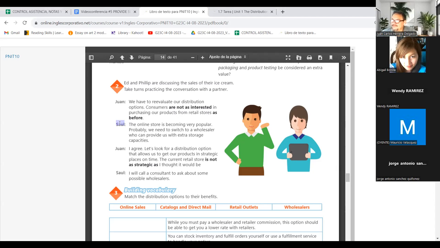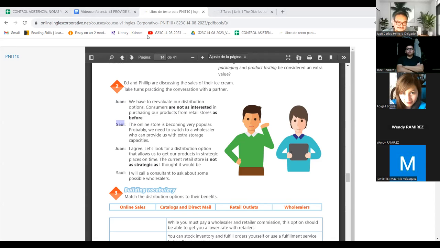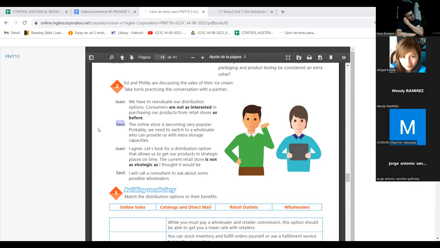Thank you. All right, we're going to read the same conversation, second round, round number two. Volunteers, please. One volunteer for Juan and one volunteer for Saul. Cesar, help us reading Juan, please. And Jorge Antonio, help us reading Saul. I'm sorry, Saul. Cesar is Juan and Jorge, you are Saul.